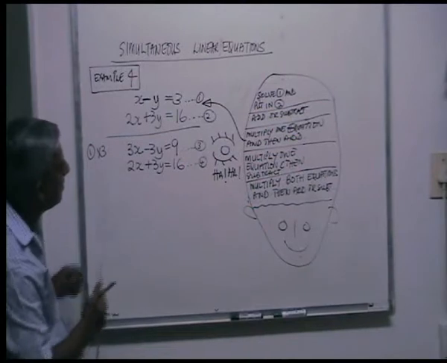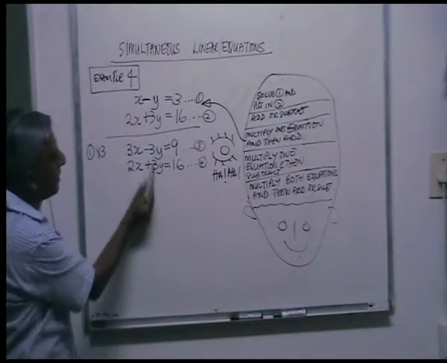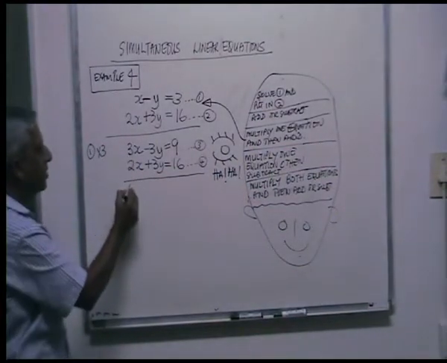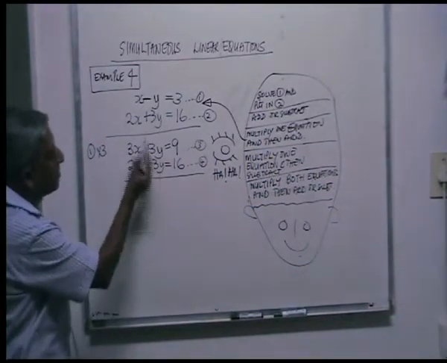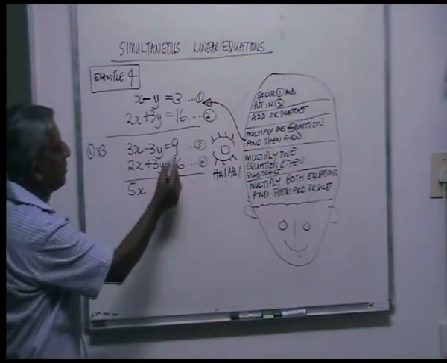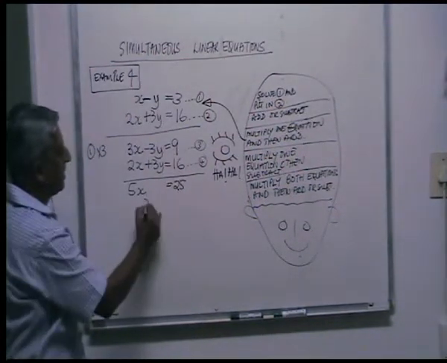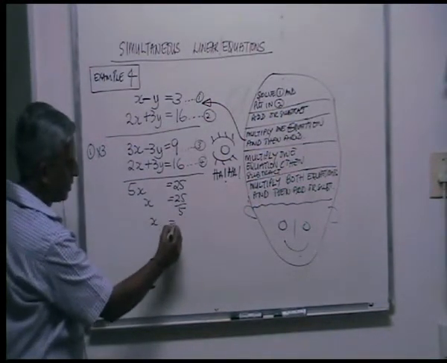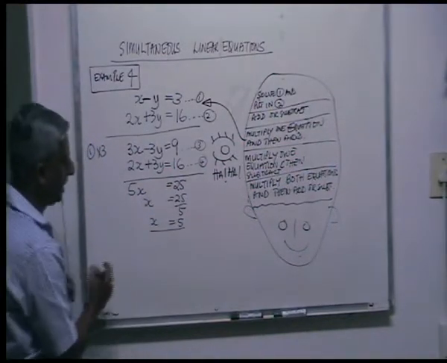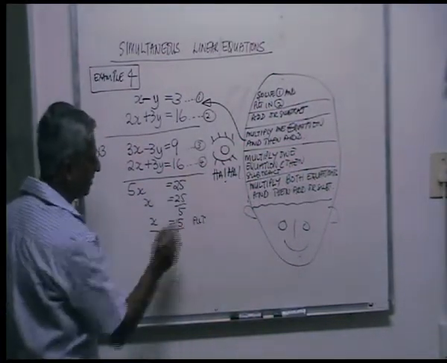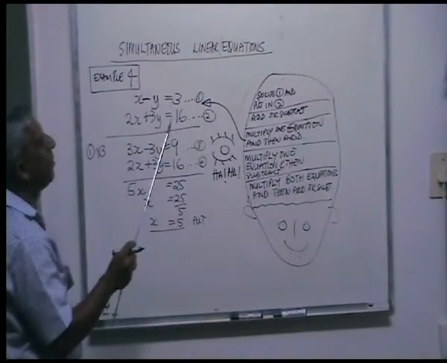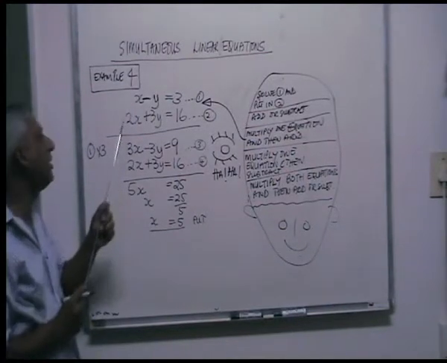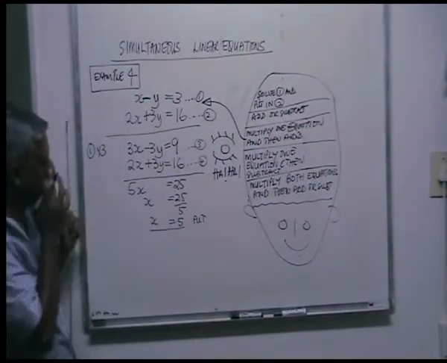Now when you study it here, you see that, oh, if I add, the 3y's will disappear. So now we're going to add. 3x plus 2x will give you 5x. When you add this, you get 0. Is equal to 9 plus 16, 25. X is equal to 25 divided by 5. X is equal to 5. You found the value for x. And now you must put it in number 1 or number 2. If I put it in number 1, there's less work for me. If I put it in number 2, it's a little more work. So I'll put it in number 1.